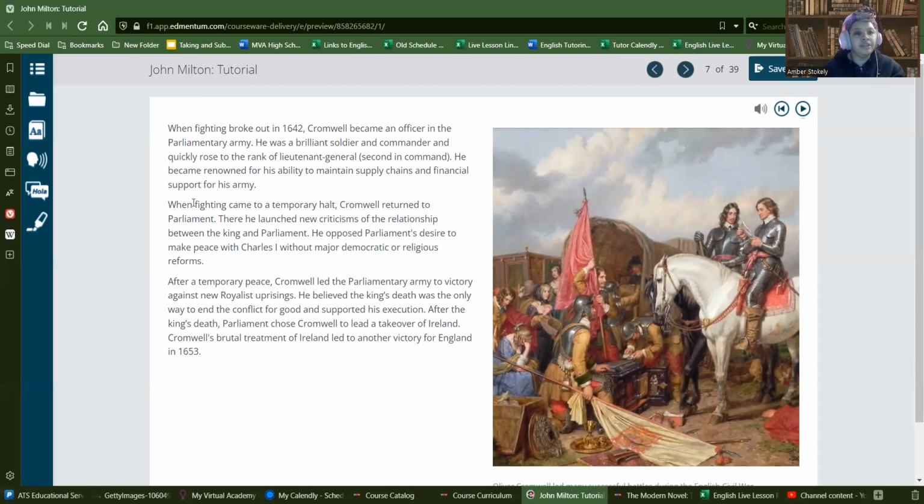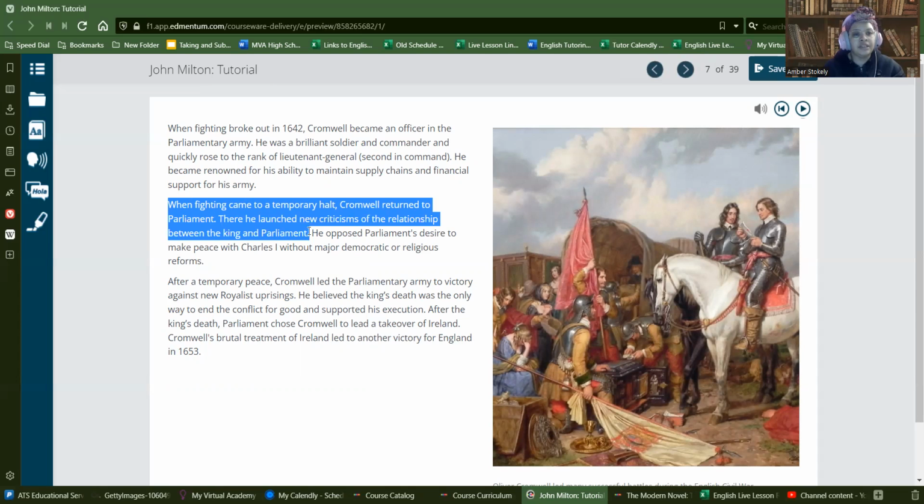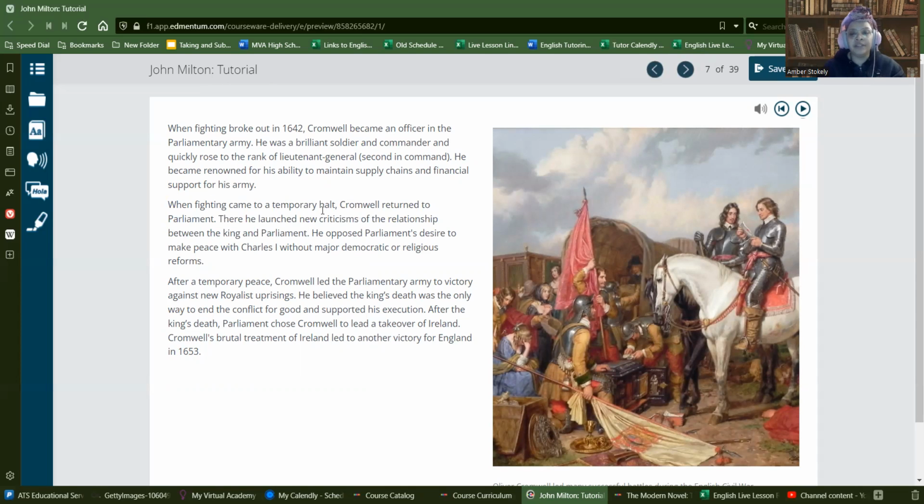So there was a point in the Civil War where the fighting stopped temporarily. Cromwell returned to Parliament during that time, and he continued to criticize the relationship between the king and Parliament. So he basically just went deeper into the rabbit hole, and he refused to settle for peace terms and talks with Charles I without having any major changes. He basically was like, nah, this is all or nothing. We're going all in.